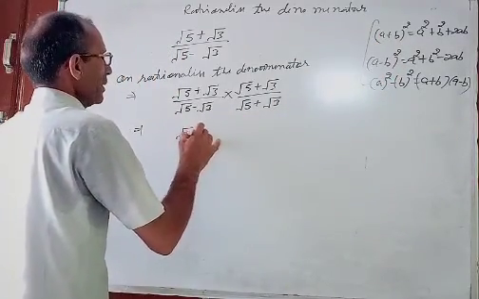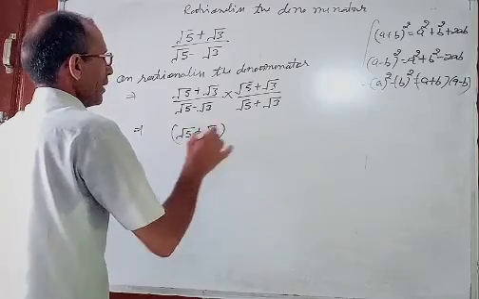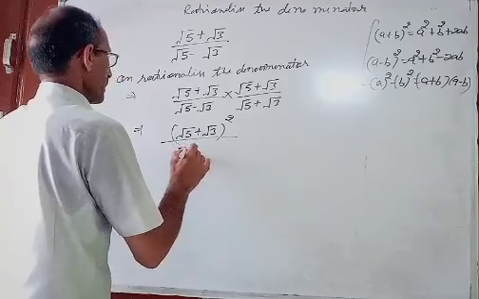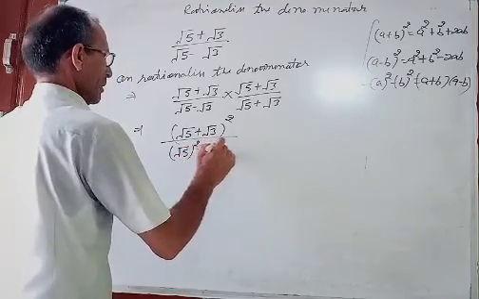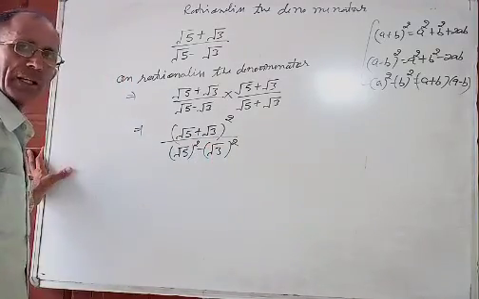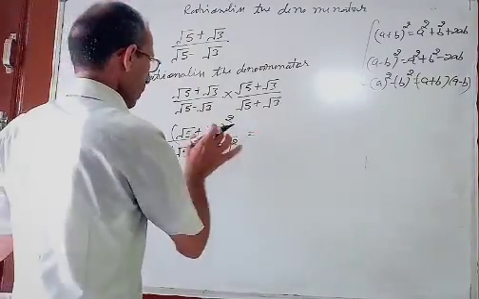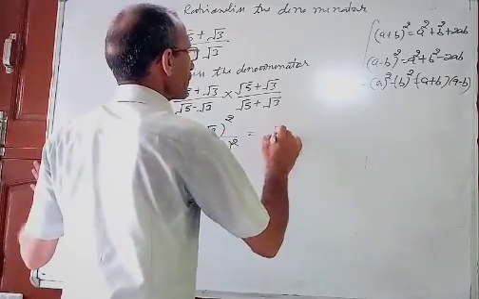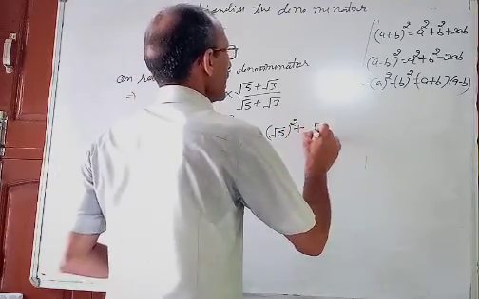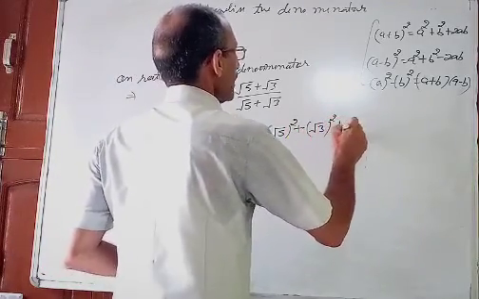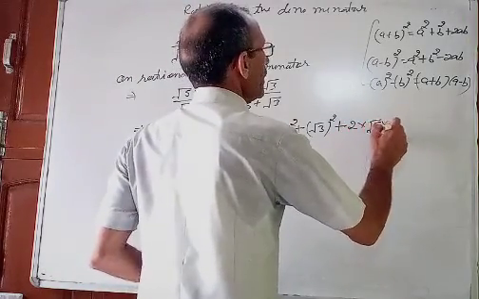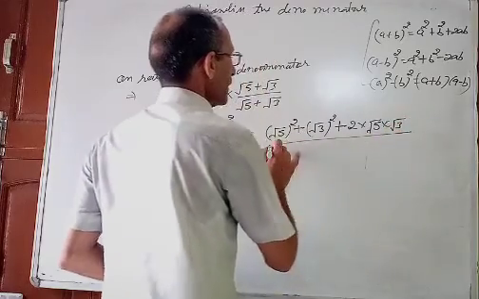The numerator is root 5 plus root 3 whole square. The denominator, a minus b times a plus b, gives root 5 square minus root 3 square. For a plus b whole square, we get root 5 square plus root 3 square plus 2 times root 5 times root 3.